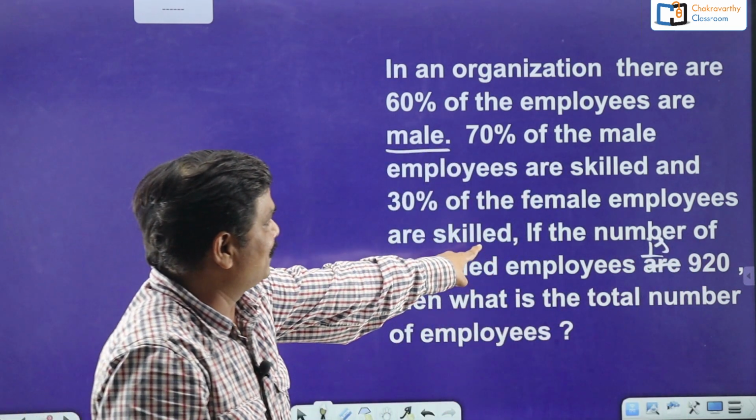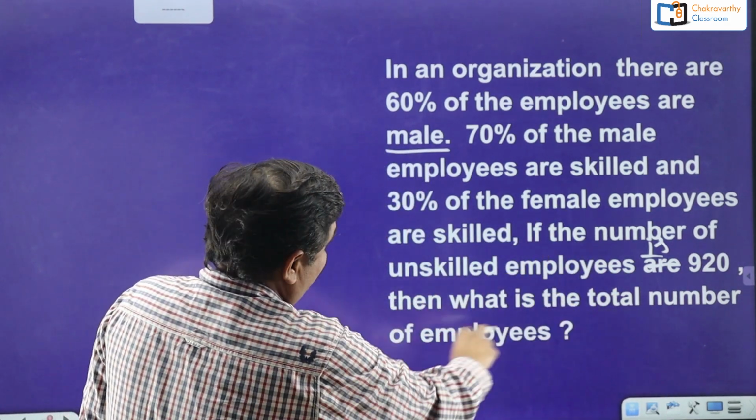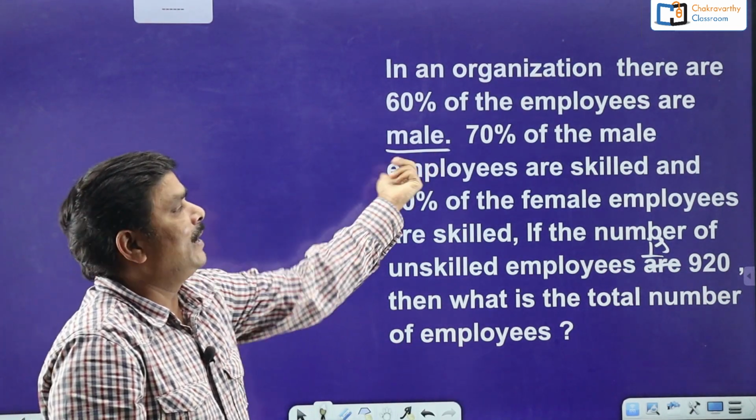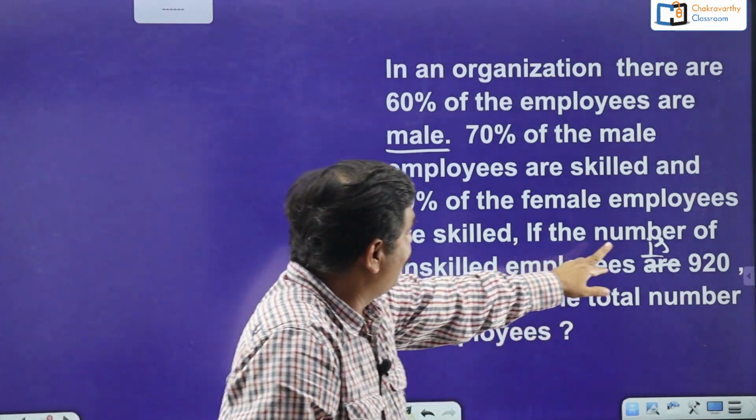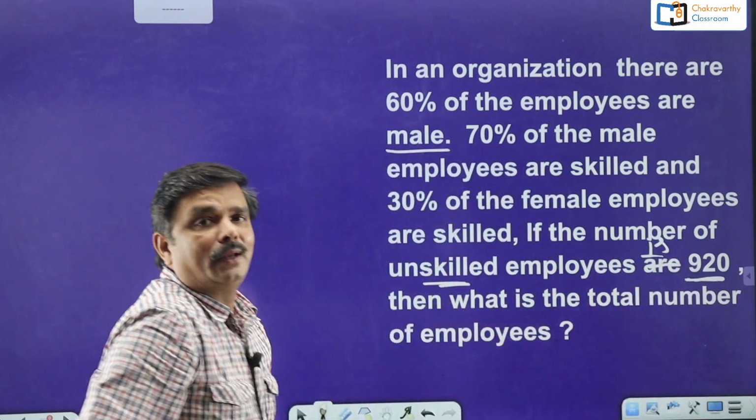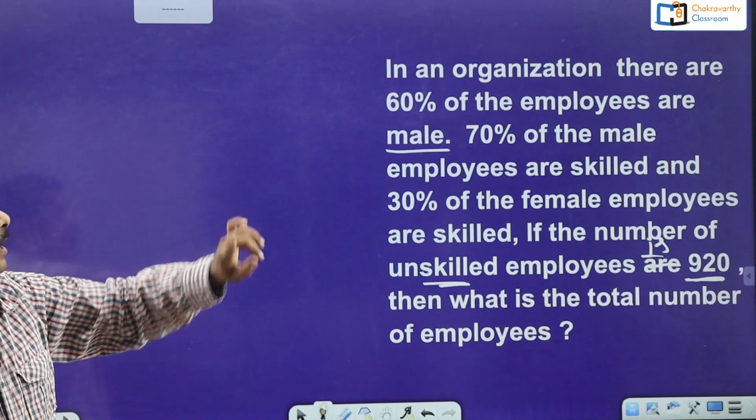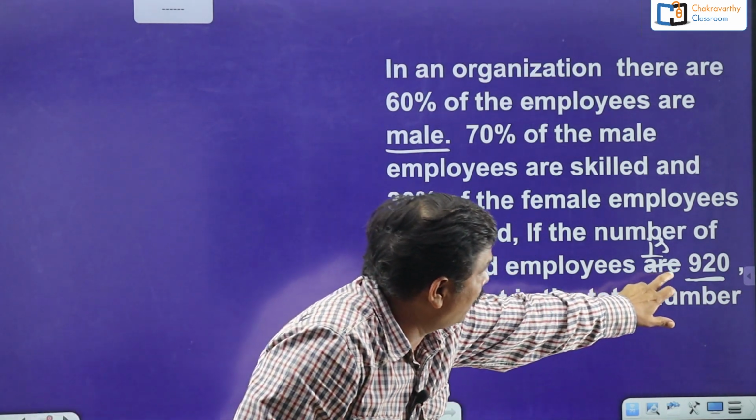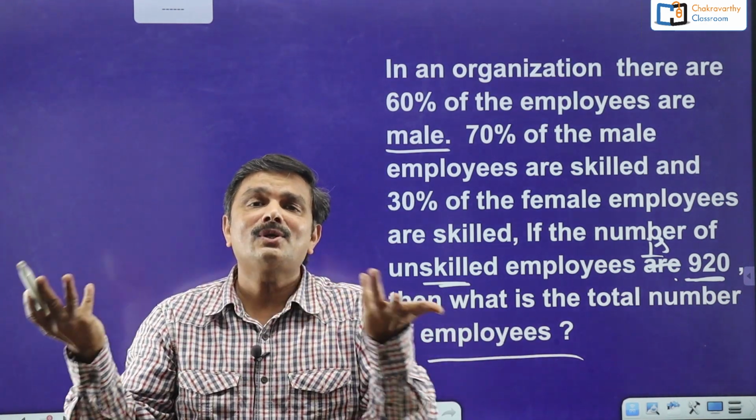Okay, all grammatical mistakes. If the number of unskilled employees is 920, then what is the total number of employees? Simple, students, you need not even go for a Venn diagram. Simple calculation will give you the answer. They have given the number of unskilled employees. You try to find out the total percentage of unskilled employees, because they have given it in terms of percentage. That percentage is equal to 920, and they are asking the total number of employees. 100% is how much? That's it.